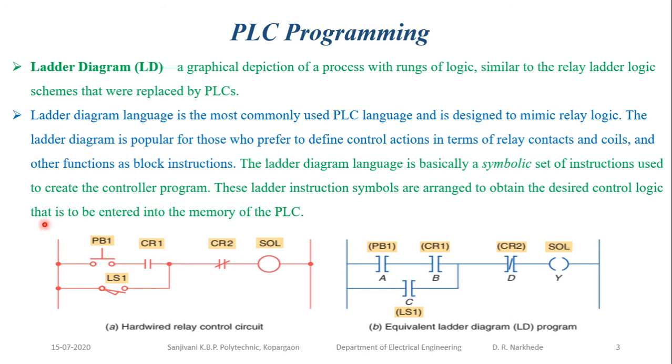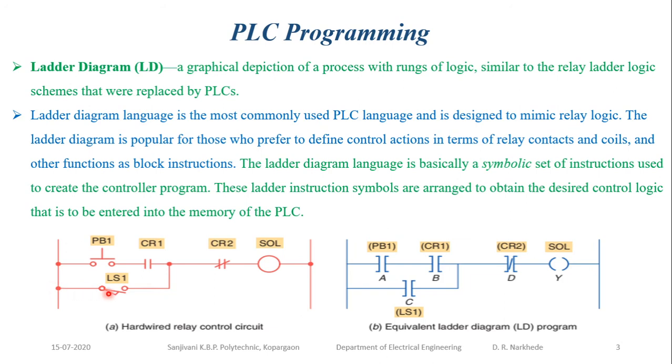Now here in the hardware logic, this is my phase and this is my neutral, or this is my positive and this is my negative contact. The phase wire comes from the phase terminal to the push button first terminal, then the push button second terminal to the control relay contact, then from the control relay second contact to the solenoid coil, and from the solenoid coil second terminal to the negative of the supply. So it will complete the circuit.